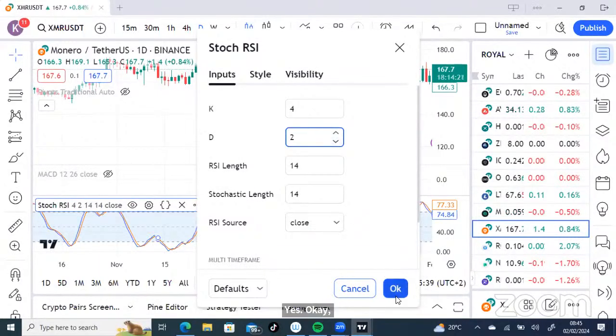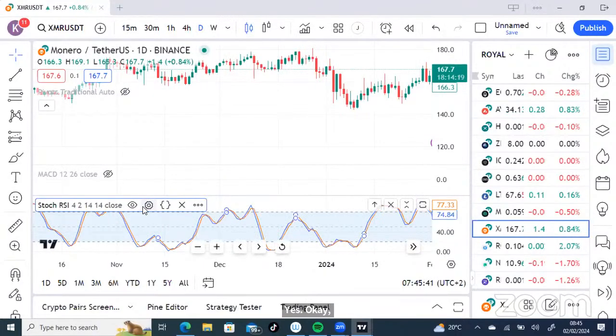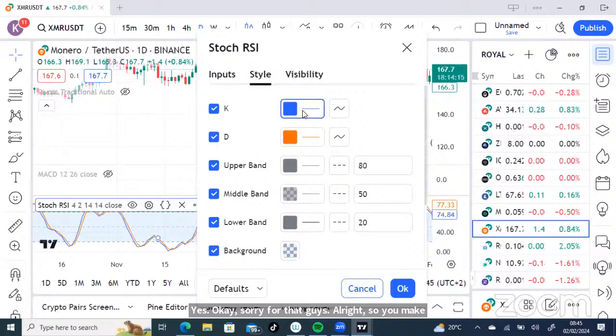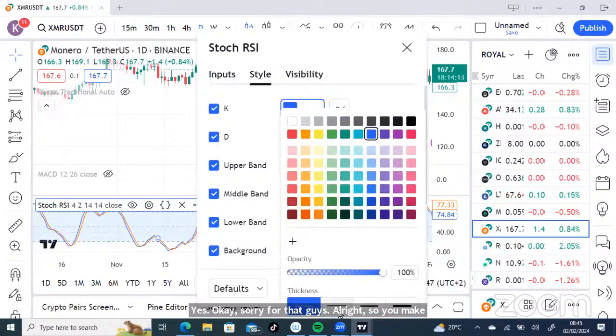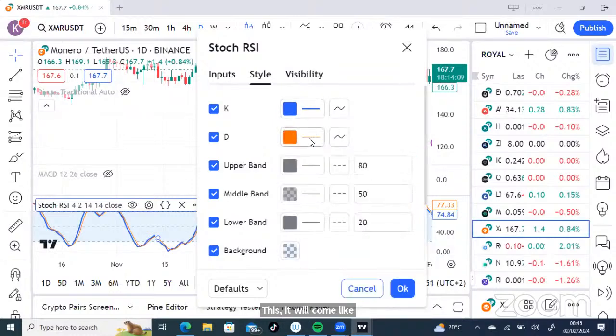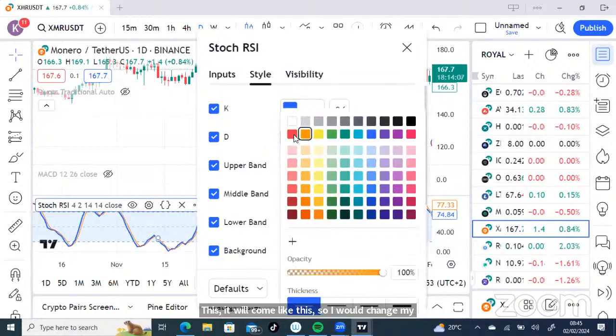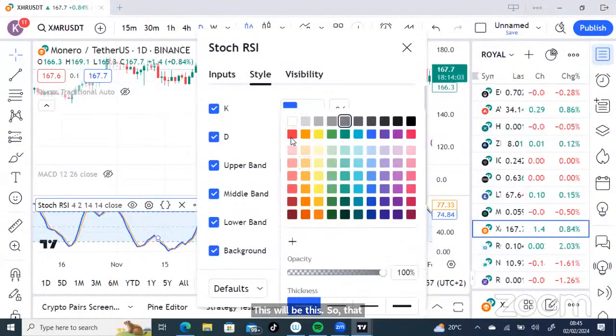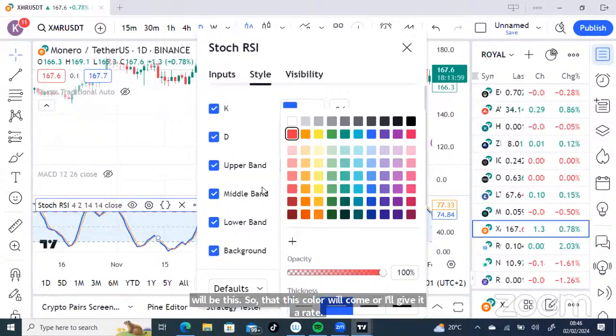Okay, sorry for that, guys. All right, so make sure I come back here on the style. It will come like this, so I will change my thickness to that. This is what you are going to do. This will be this, so I'll leave it to that. This color will come, or I'll give it a red. That's what I've done. I give it this thickness.